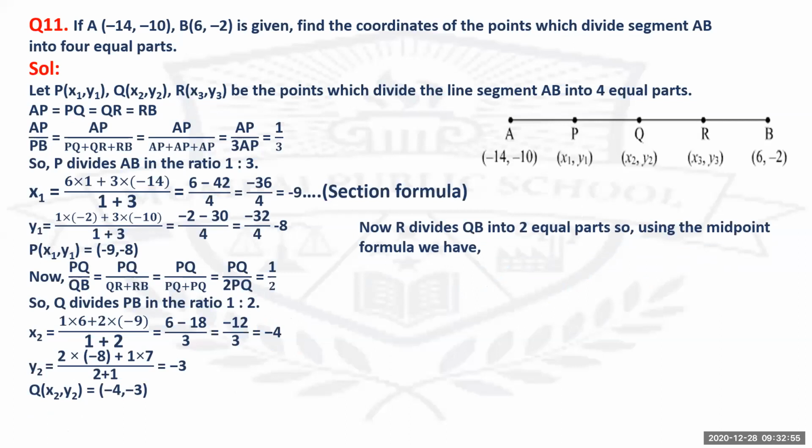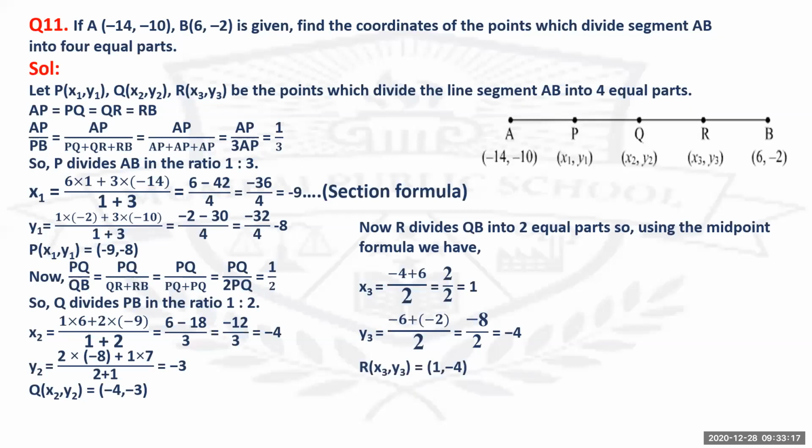So here you can apply the midpoint formula for points Q and B. So x3 equals minus 4 plus 6 upon 2, that is equal to 2 upon 2, that is equal to 1. And y3 equals minus 6 plus minus 2 upon 2, that is equal to minus 8 upon 2, that is equal to minus 4. So R (x3, y3) is (1, minus 4).